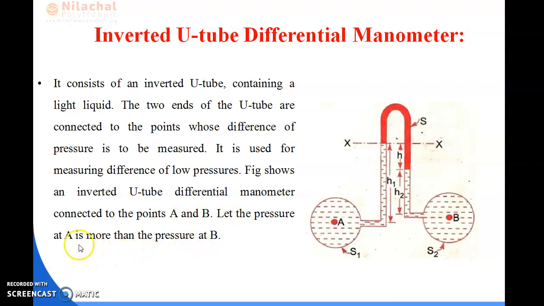Let the pressure PA be more than PB. So what will happen if this side has more pressure? It will give thrust, or pressure, to the manometric fluid. So this side will get more manometric fluid. The left side is higher pressure, that's why it is giving thrust to the manometric fluid. For that reason, the right side manometric fluid height increases.